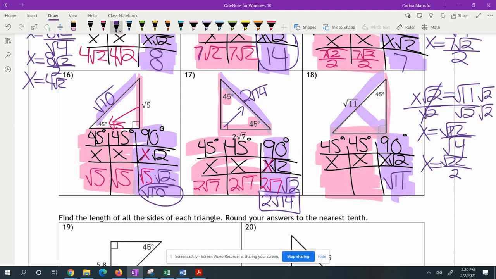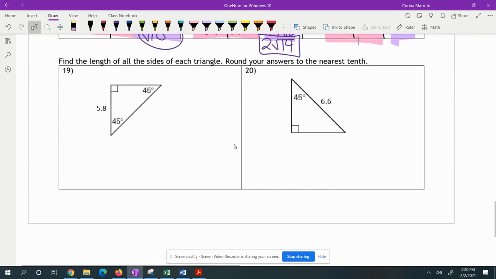Now, we can't divide these two numbers because a 2 isn't under a square root, so it's just going to stay like that. So the square root of 22 over 2. All right, and the last section. It says, find the length of all the sides of each triangle, round your answer to the nearest tenth.